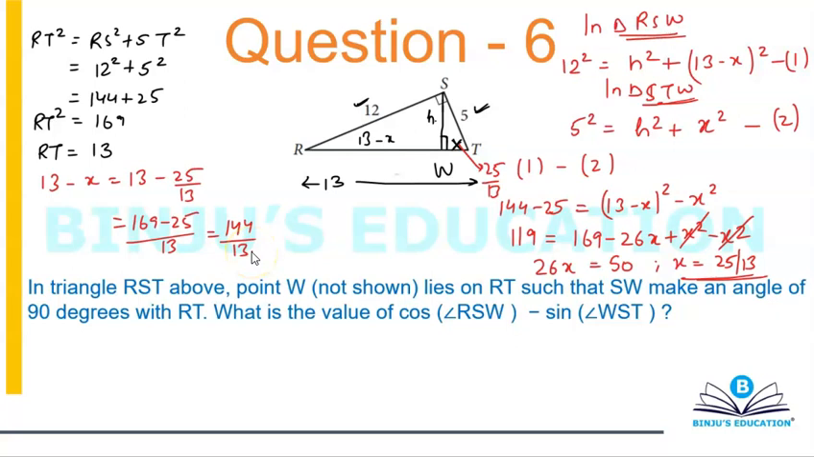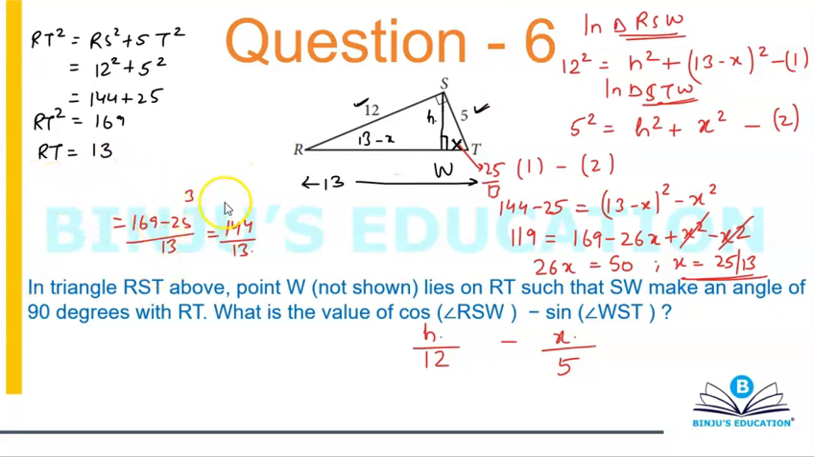Okay, this question actually requires a lot of calculation. You can't do it any other way. Now, what's the value of cos of RSW? Cos of RSW will be equal to the adjacent side, which is H, divided by hypotenuse, which is 12, minus sine of WST, so that is X divided by 5. So we are yet to calculate the value of H. We are not done with it. We have only calculated the value of X, which is 25 by 13. So let's do that calculation also.